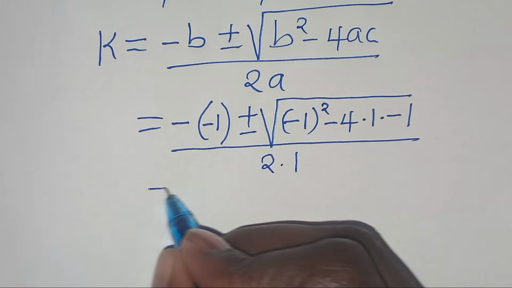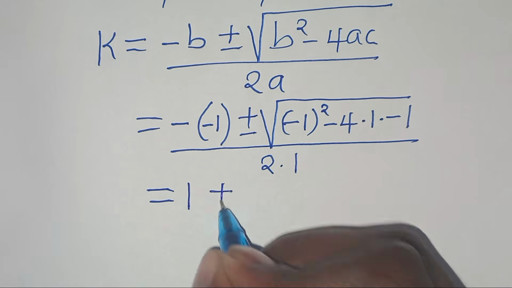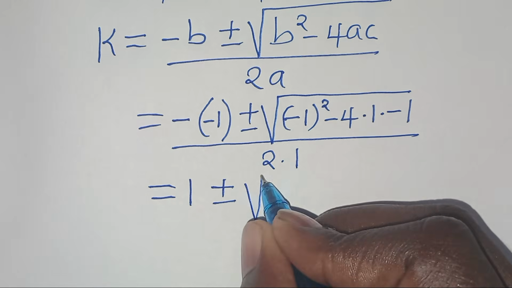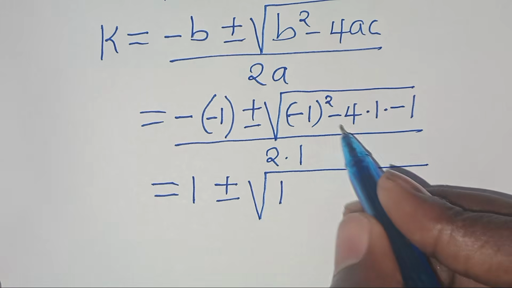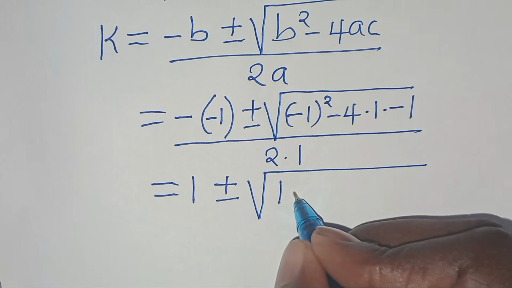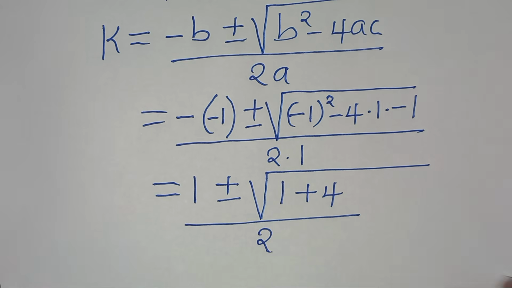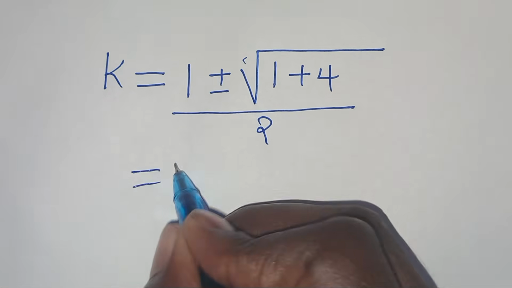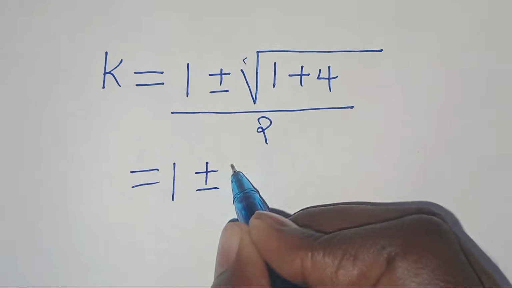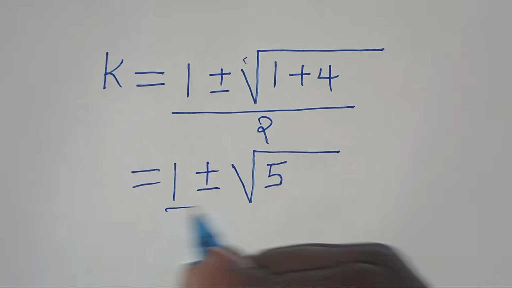So this implies that we have negative times -1, this is 1, plus or minus the square root of -1 squared, this is 1, negative 4 times negative 1, this is plus 4. Everything here divided by 2. So this implies that you have 1 plus or minus the square root of 1 plus 4, this is 5, divided by 2.